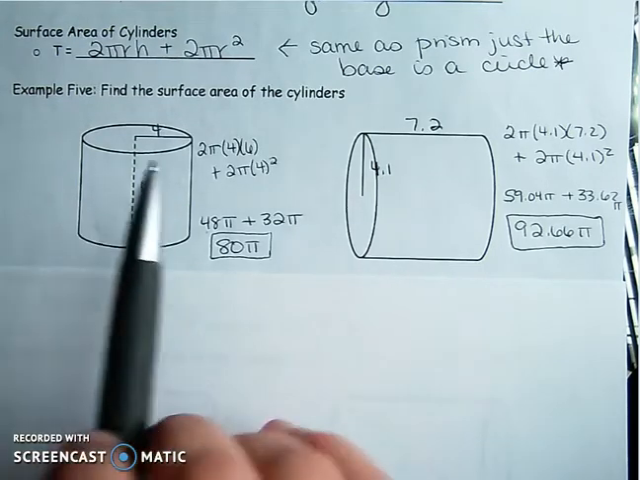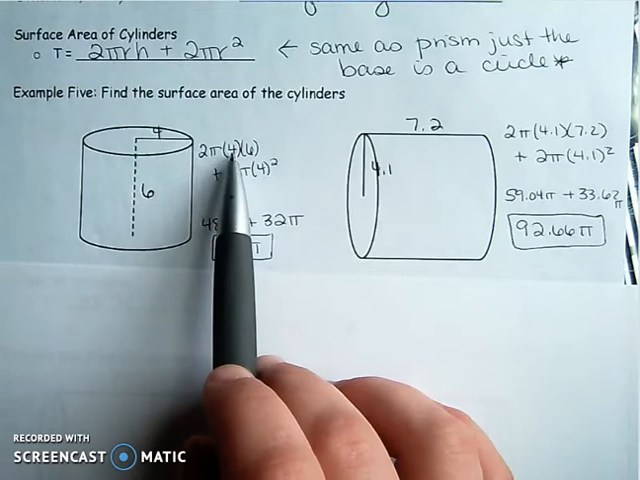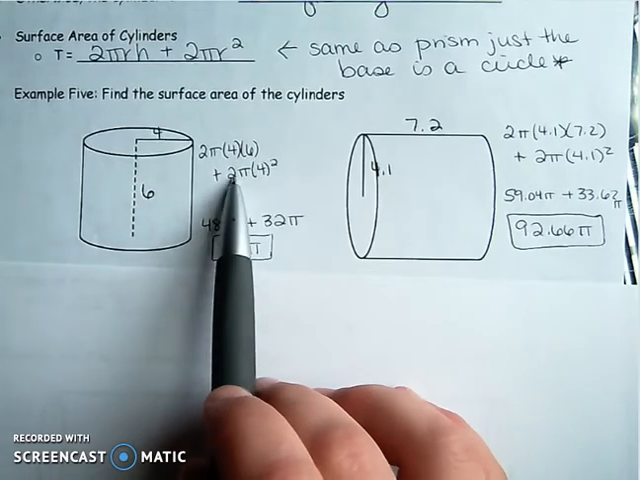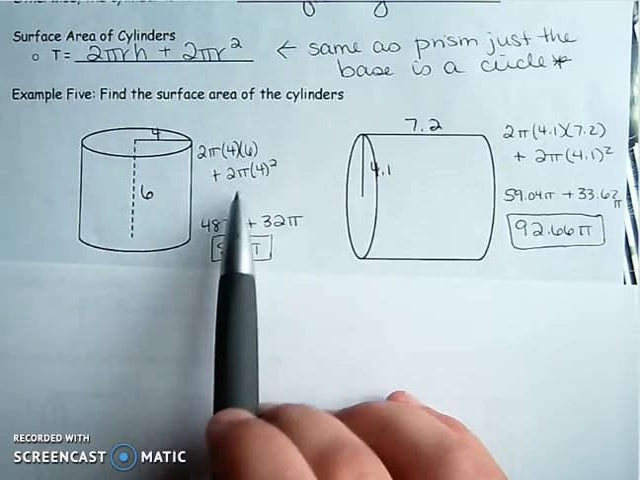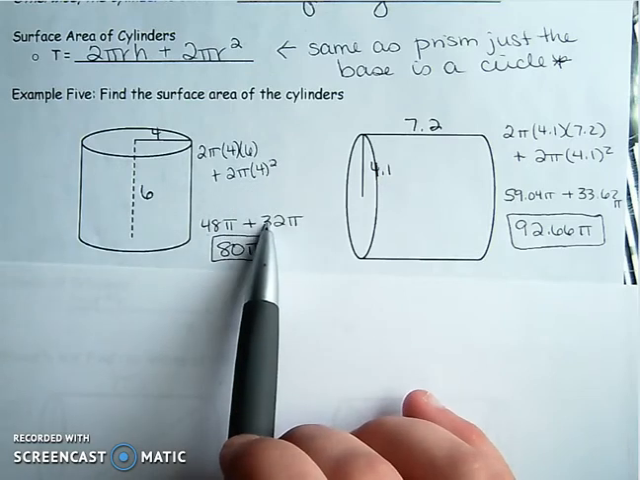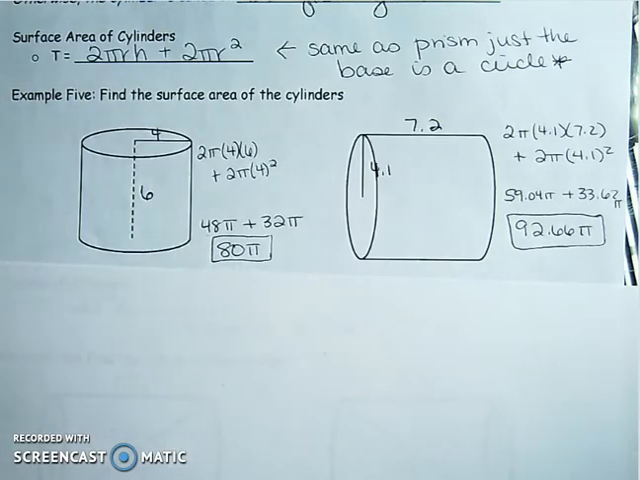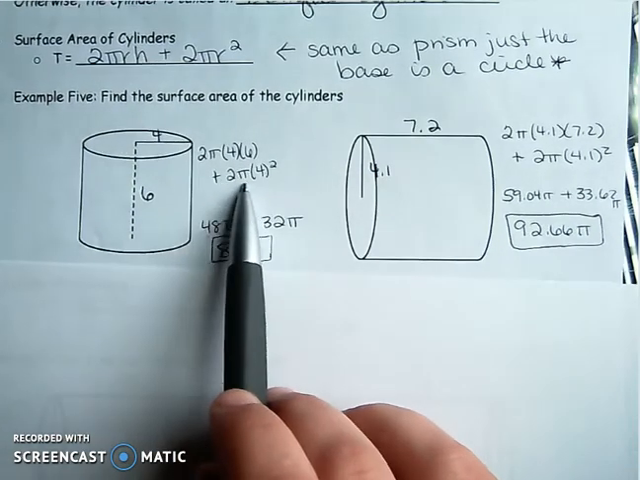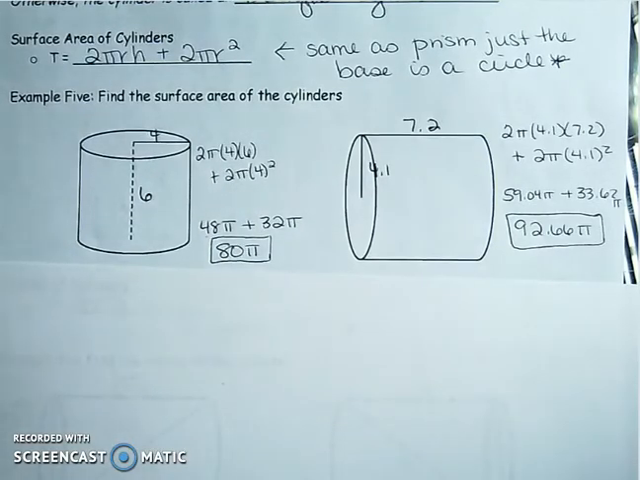So looking at this first cylinder, my height is 6, my radius is 4, so plugging in my formula, 2 pi r being 4, h being 6, plus 2 pi r, 4 squared. 2 times 4 times 6 is 48. 2 times 16 is 32. These are like terms because they both have a pi, so that's 80 pi. If you were to type it in your calculator, type this in exactly as you see it using the pi button, and you would get a decimal number of 251.33 when you round, which is the same as 80 pi.